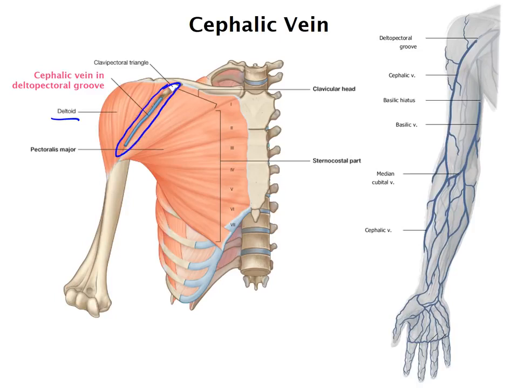Within this groove is a vein called the cephalic vein. The cephalic vein originates from the dorsal venous arch of the hand, and it courses along the lateral side of the forearm and the lateral side of the arm until it reaches the deltopectoral groove, where at the top of the groove it dives deep to empty into the axillary vein. And along its course, the cephalic vein is going to communicate with the median cubital vein, which happens to be a very common site for venipuncture.